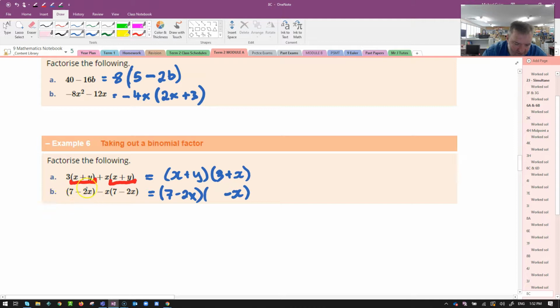What you need to remember is, if there's just a bracket on its own, there's a 1 in front of that, isn't there? There's one of those brackets. It is there. So we need to remind ourselves to put the 1 in when doing our factorizing. If you do that, you can't go wrong and you'll be getting the right answers.